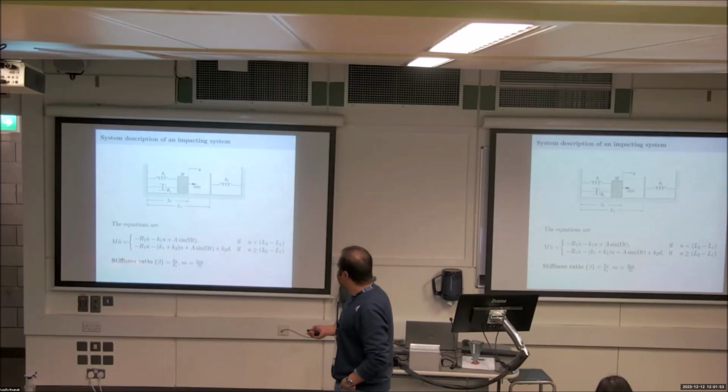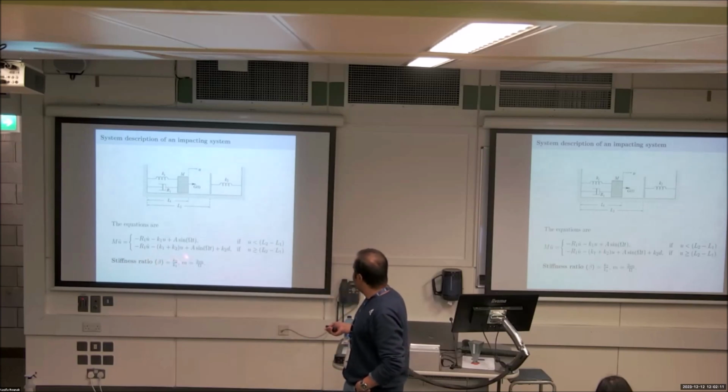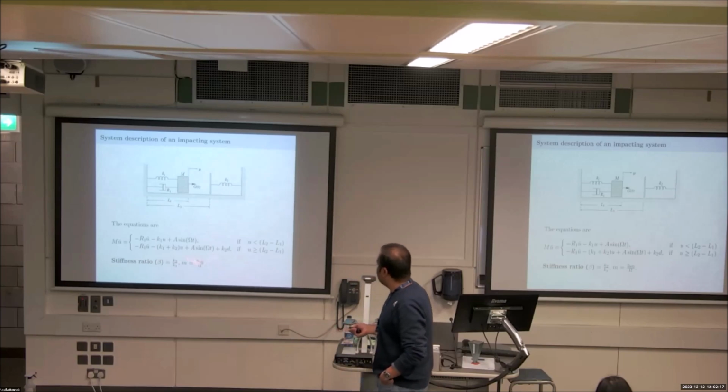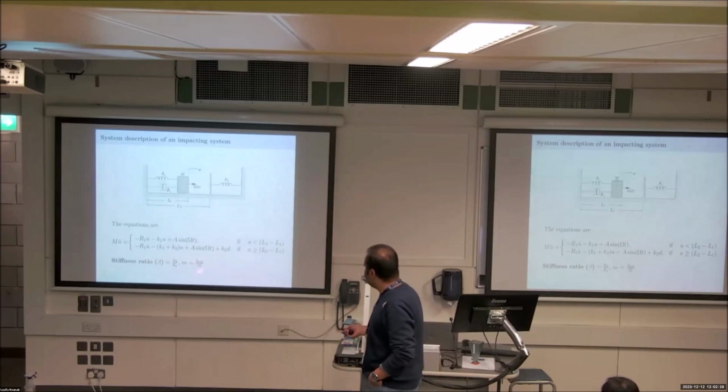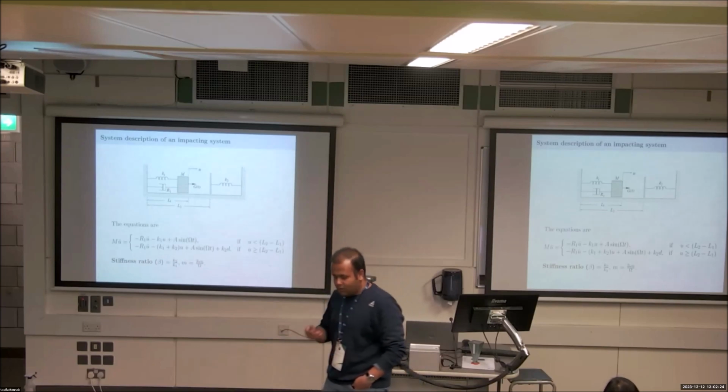Please note the stiffness ratio, beta, which is a non-dimensional quantity: the ratio between K2 and K1. Depending on the value of K2, the stiffness ratio varies. When K2 is large, beta is high; when K2 is low, beta is small. And M is a non-dimensional frequency, related to twice the natural frequency divided by the applied frequency of the system.